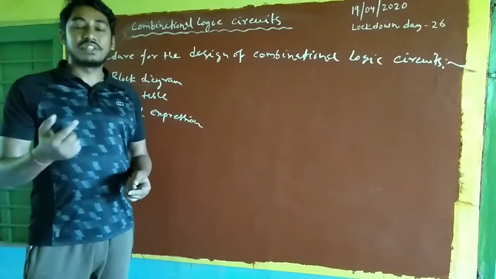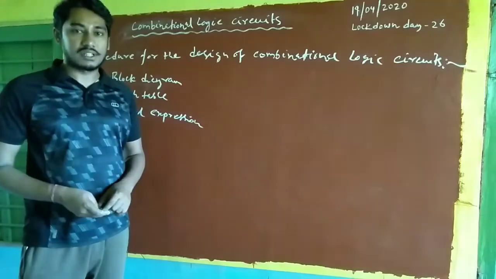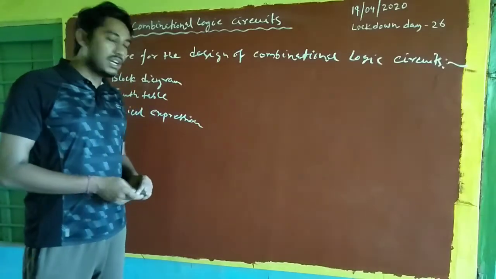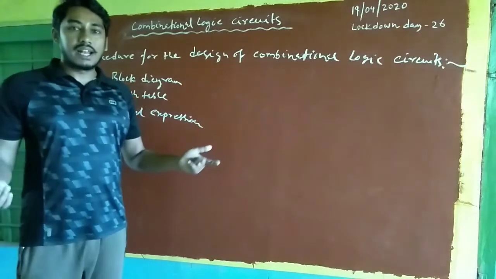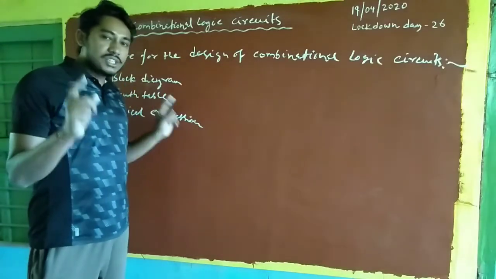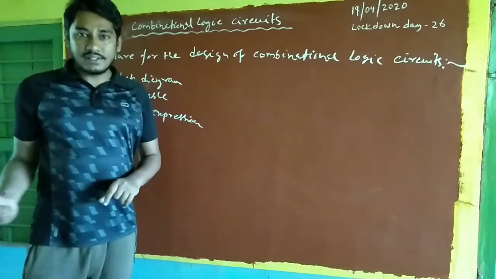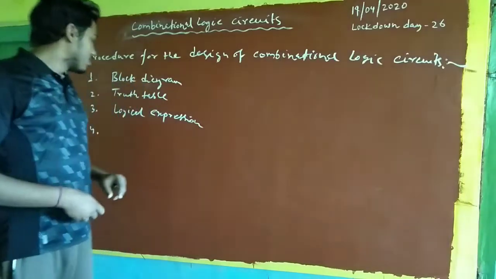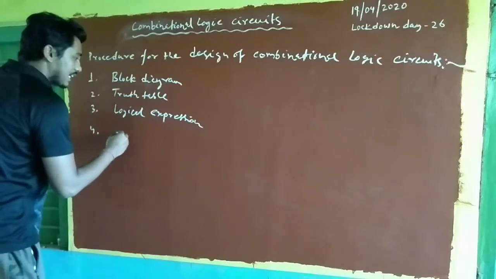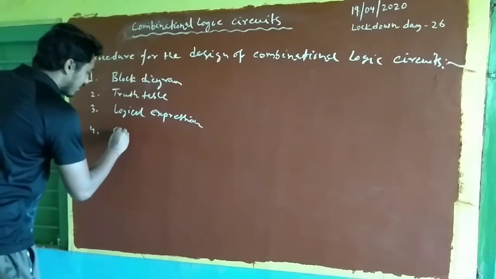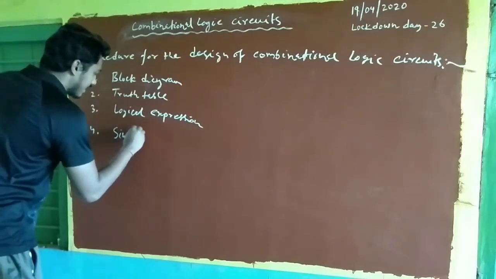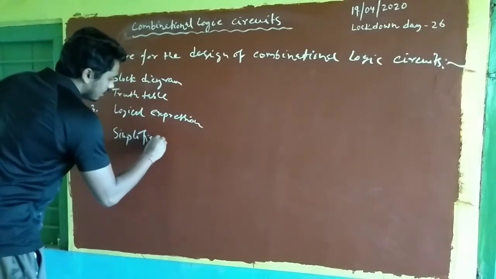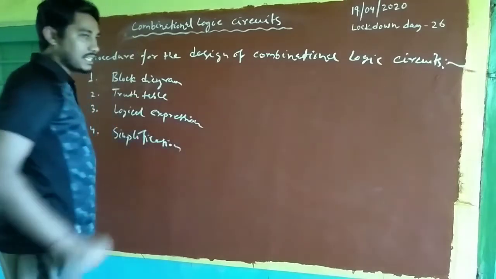Now after getting the logical expression, what do we have to do? We need to simplify this logical expression. Now, we know we can simplify any logical expression by using Boolean algebra or by using the K-map method. So after getting the logical expression, we need to simplify. So, simplification of logical expression.